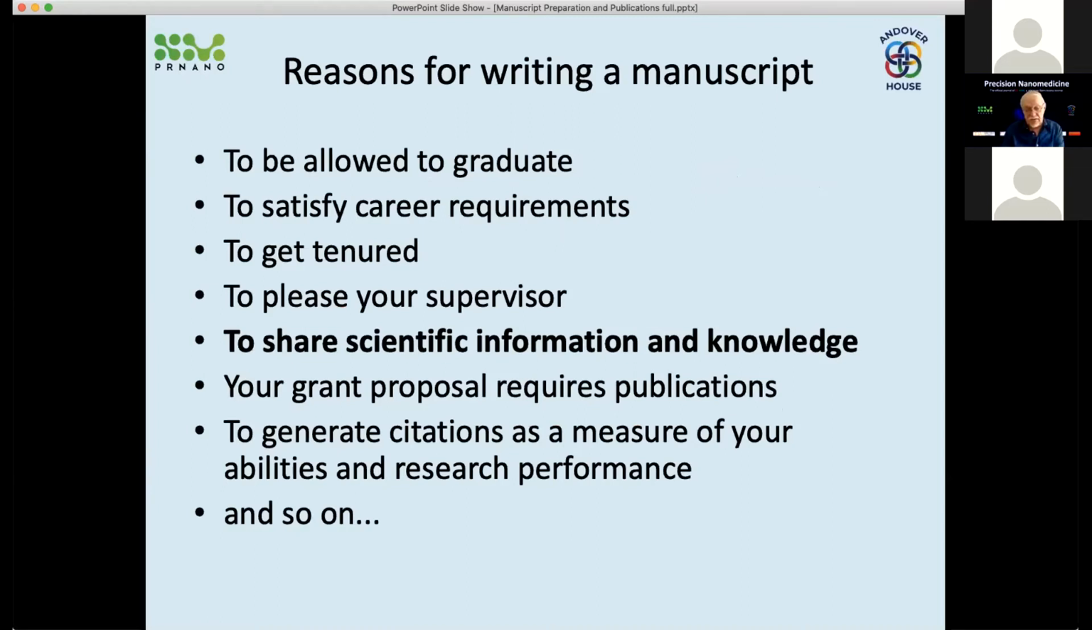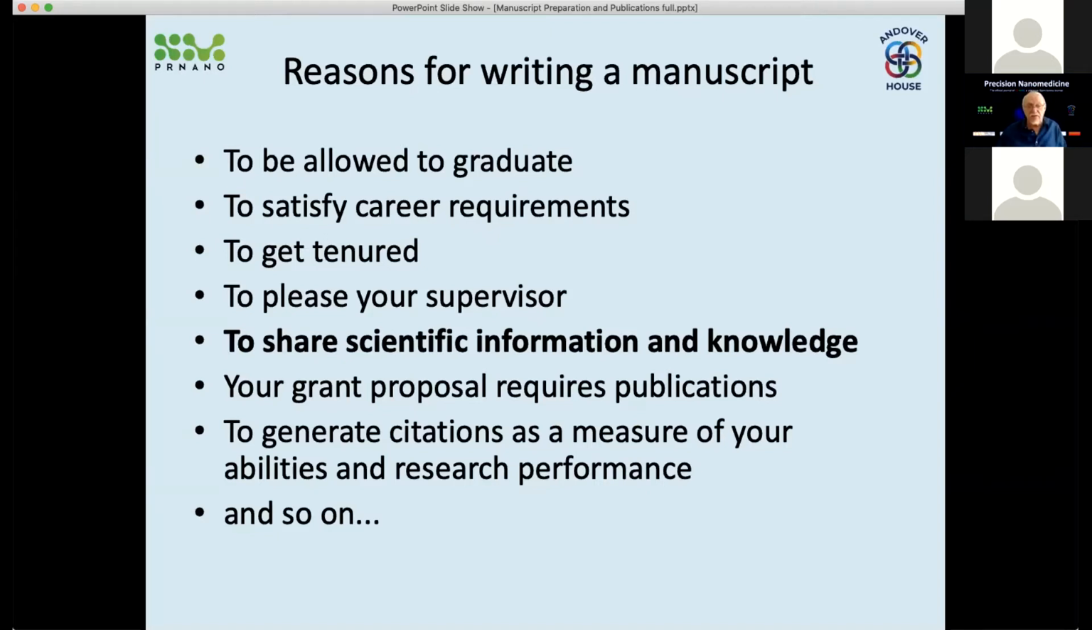For students to be allowed to graduate, there are schools where a PhD student has to publish at least 3 papers in various journals. To satisfy career requirements, to get tenure later, to please your supervisor. And the basic function is to share scientific information and knowledge. It's just one of them. Originally, that was the main goal, but now there are so many others.